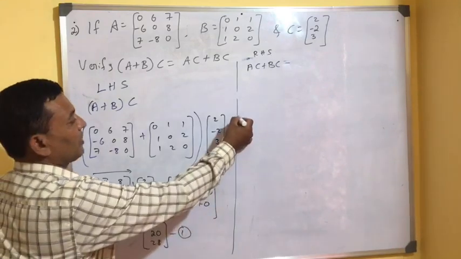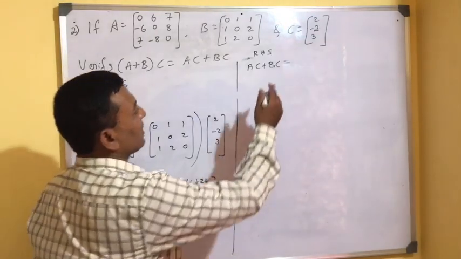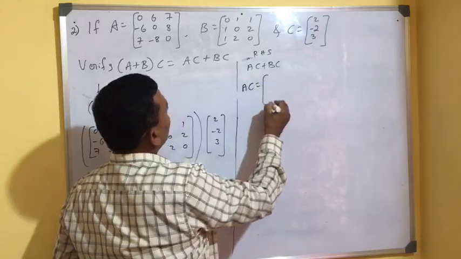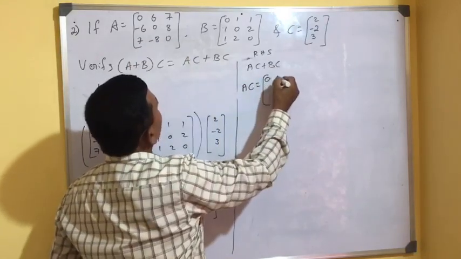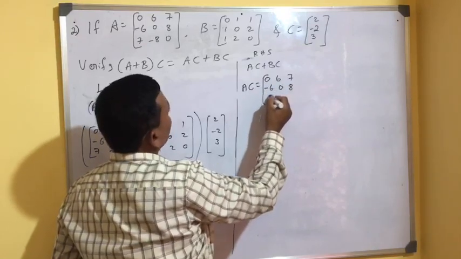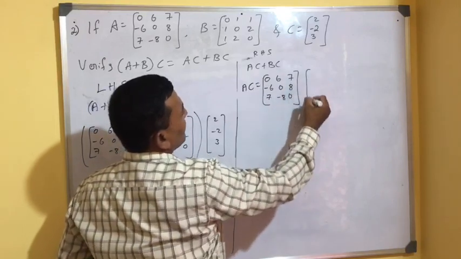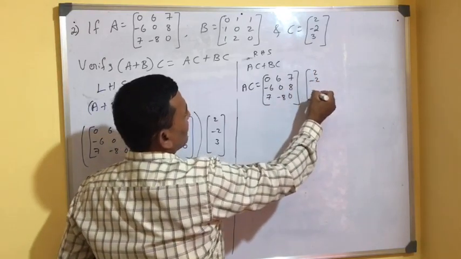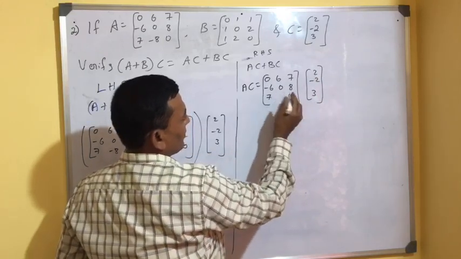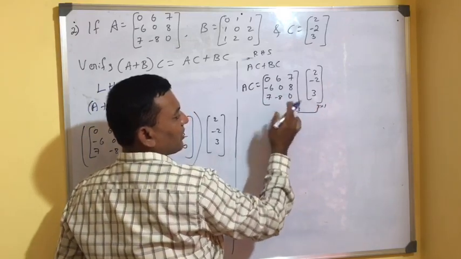Now we shall do the RHS for verification. When you do the RHS for verification, you can see it is AC plus BC. So first we can find AC. So A, the first matrix, that is 0, 6, 7, minus 6, 0, 8, 7, minus 8, 0, into C, where C is 2, minus 2, 3. Now we can see it is a 3 cross 3 matrix and this is 3 cross 1. These two are compatible, so the resultant matrix should be 3 cross 1.